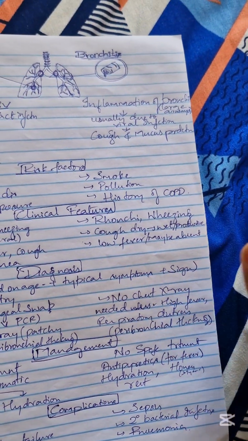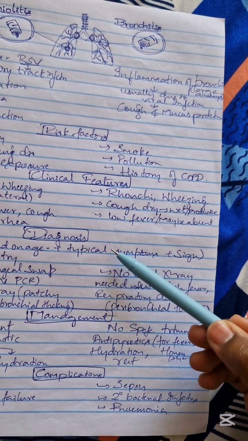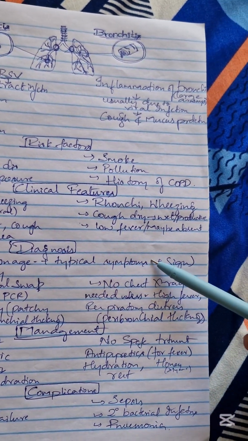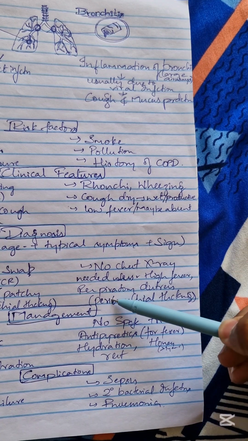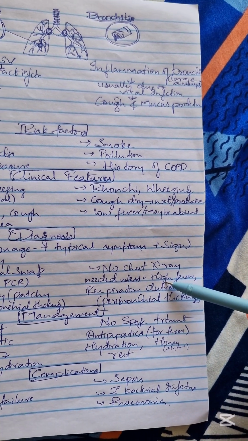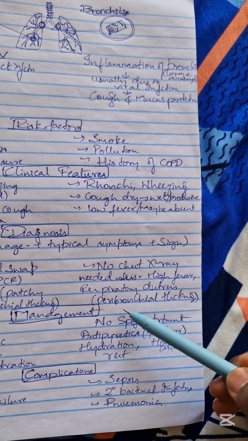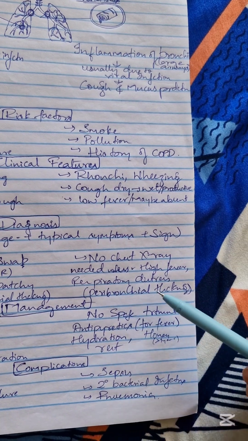Whereas in bronchitis, the diagnosis will be the same again. Clinical diagnosis will be enough, and no chest x-ray will be needed unless high fever and respiratory distress are seen. If you do the x-ray, here also you might see peribronchial thickening.